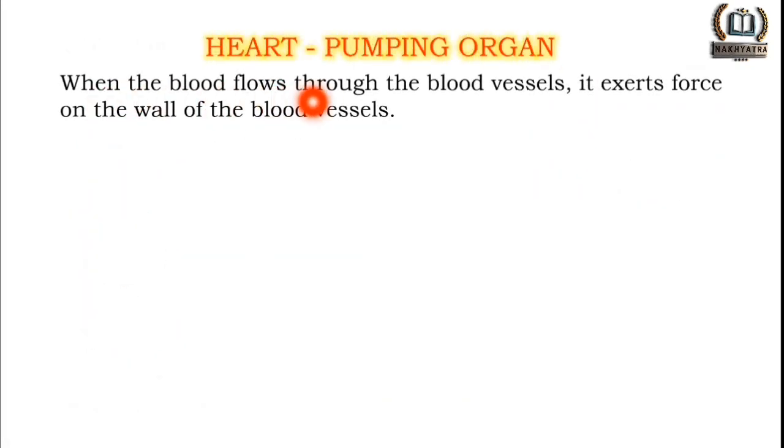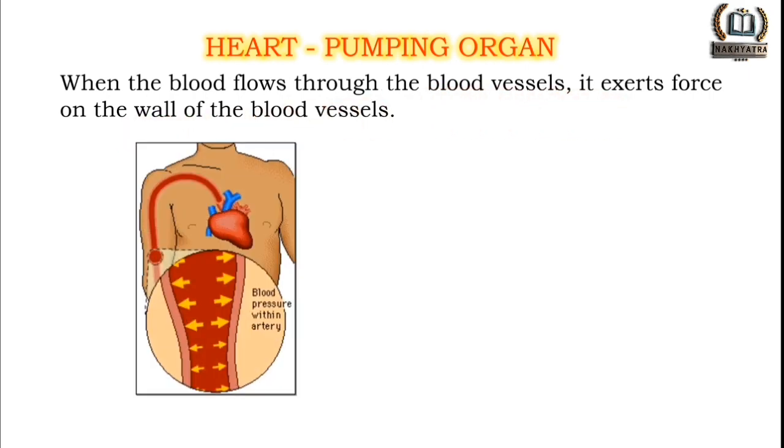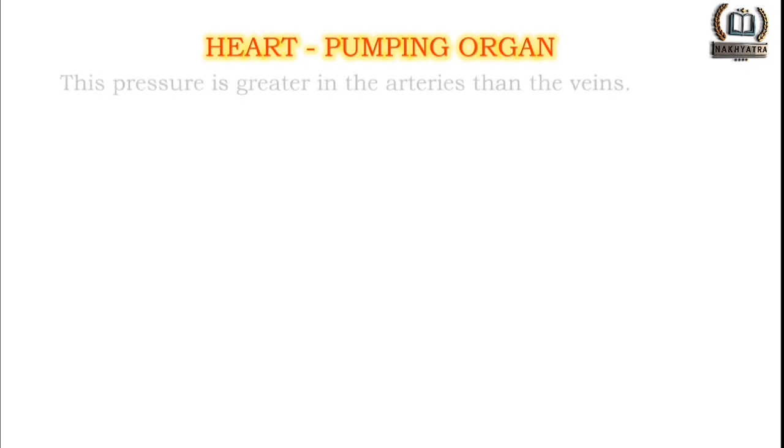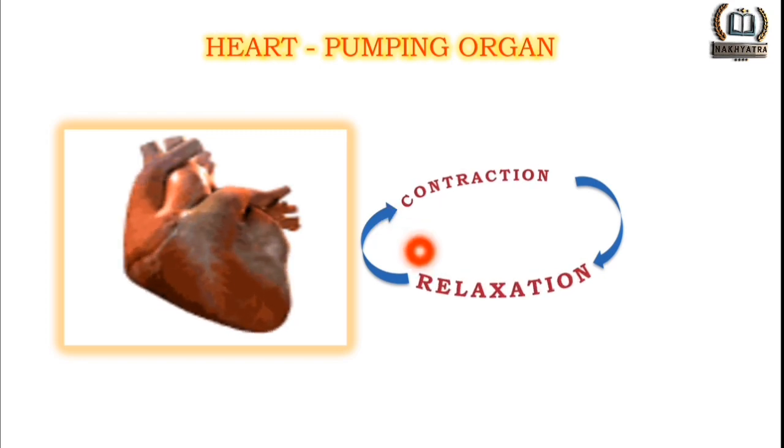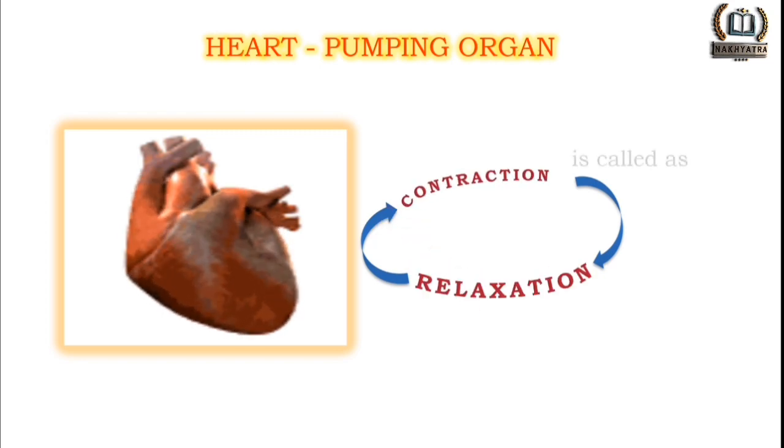Now see the heart, the pumping organ. When the blood flows through the blood vessels, it exerts force on the walls of the blood vessels. Now this pressure is greater in the arteries than in the veins. Now see, the heartbeat has two phases. They are contraction and relaxation. So contraction is called systole and relaxation is called diastole.